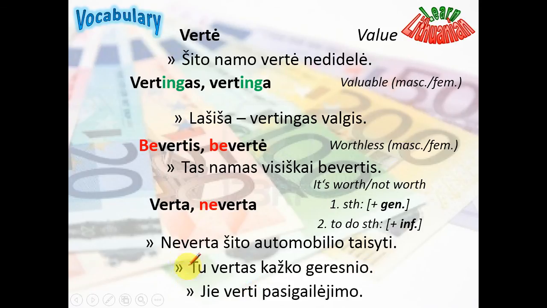So this is the first usage, with something, with the genitive. And the first sentence, neverta šito automobilio taisyti, is the usage with the infinitive. And the genitive goes with the infinitive. If this was a negative infinitive, you should also use genitive.